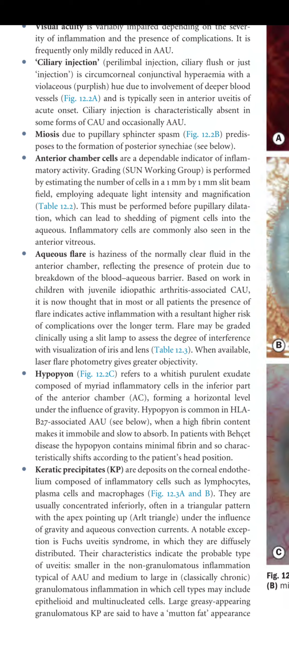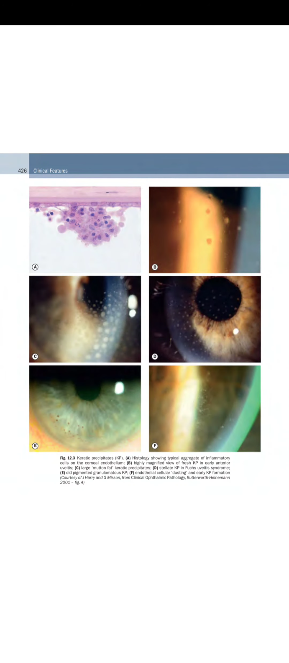Based on work in children with juvenile idiopathic arthritis associated uveitis, it is now thought that in most or all patients, the presence of flare indicates active inflammation with a resultant high risk of complications over the longer term. Flare may be graded clinically using a slit lamp to assess the degree of interference with visualization of iris and lens. When available, laser flare photometry gives greater objectivity.